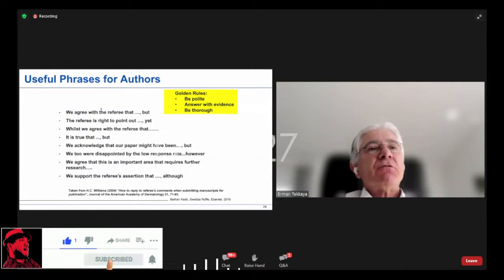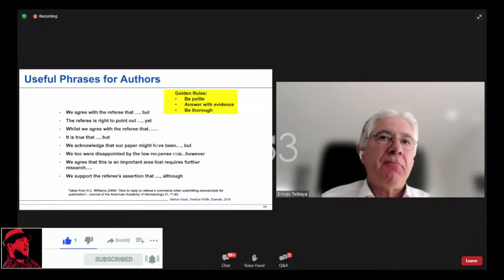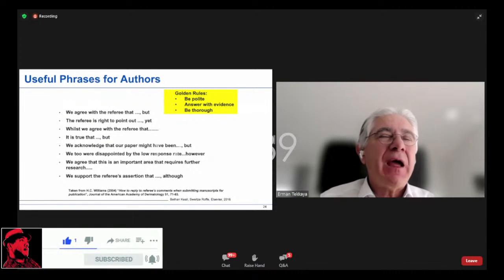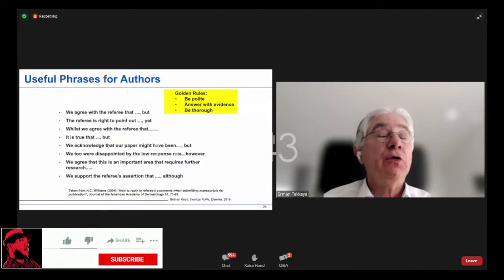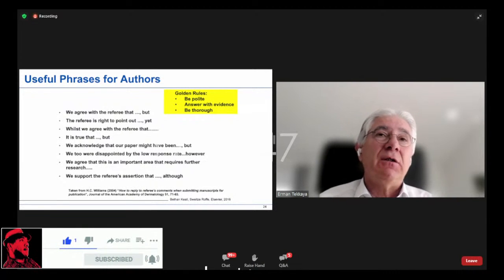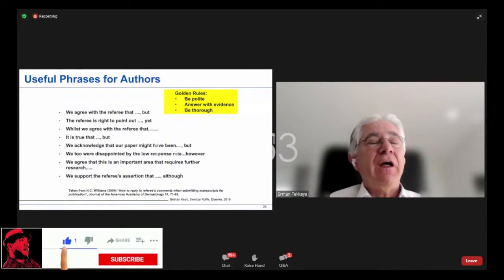If you get the reviewer reports, the golden rule is be polite, answer with evidence, and be thorough. Being polite is absolutely important. We have a blind review process. You don't see the reviewer. Sometimes the reviewers are harsh, but still you should remain polite. And you should answer with evidence.